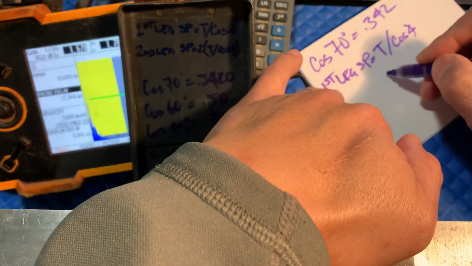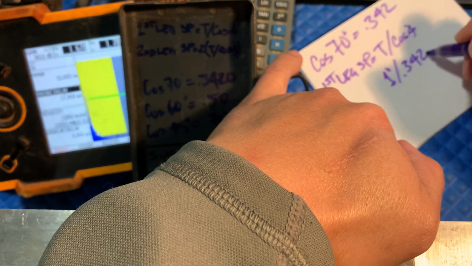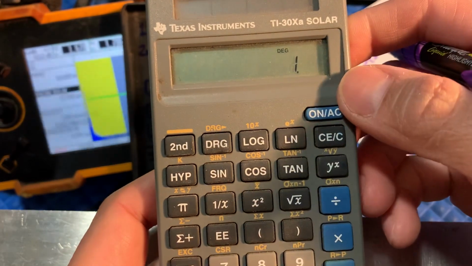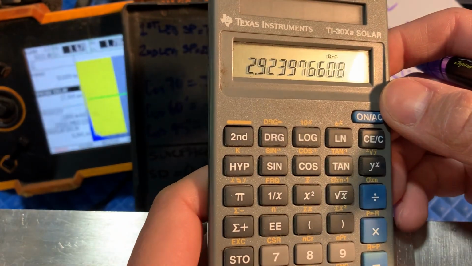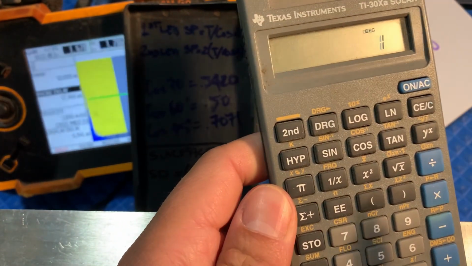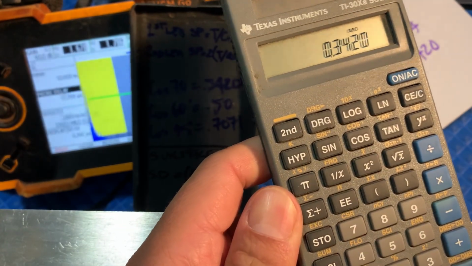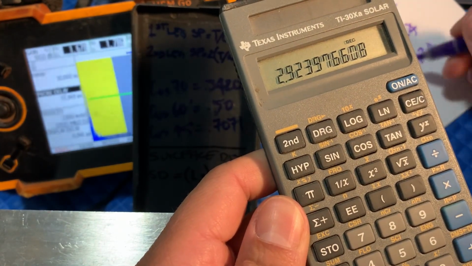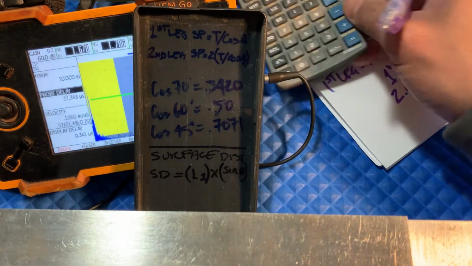All right, so we know this is 1 inch of material divided by 0.3420. So take this calculator: 1 divided by 0.3420. Oh, I did that wrong. So 1 divided by 0.3420 is 2.92. So we know the sound path of a 1-inch material is 2.92 inches.